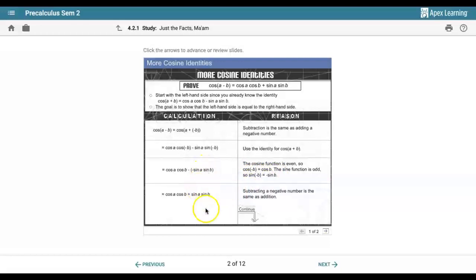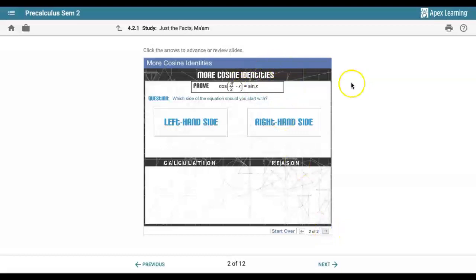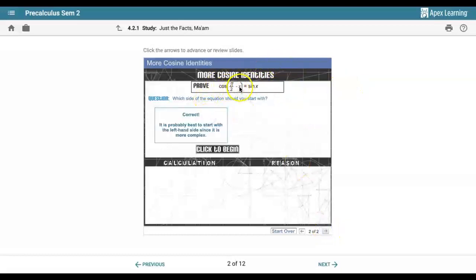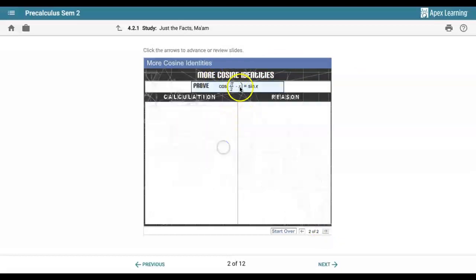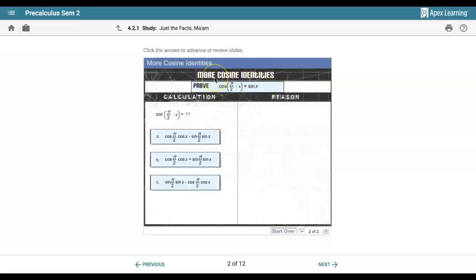So what ends up happening is we bring that negative sign to the forefront, and negative cancels with negative and it becomes positive. We are then left with our new proof here. I would say the left-hand side of this cosine identity is more complicated. So again, looking at this, this would be the more complicated side.